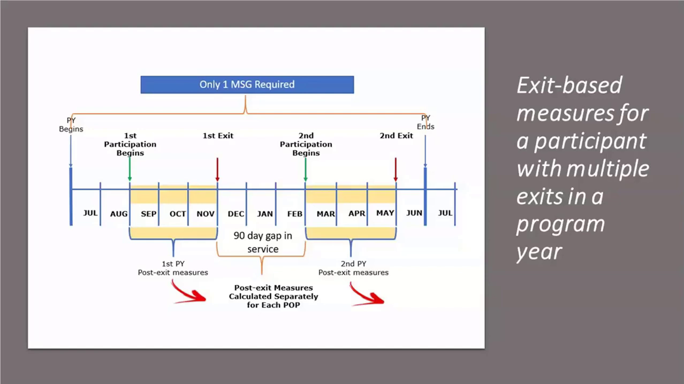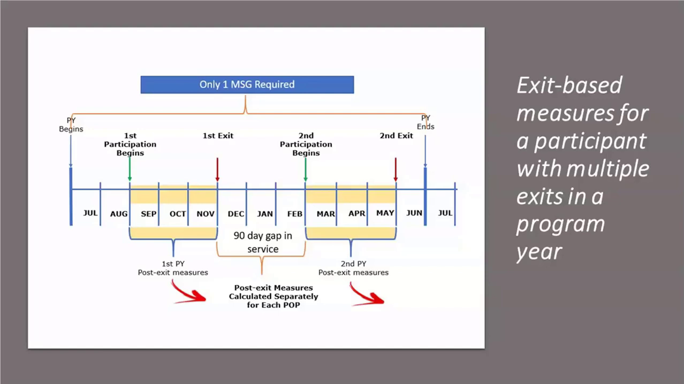Now, certain things are program year based when it comes to performance, and certain things are exit based. So when we're looking at program year based, even though this student had two periods of participation, we are still only required to get one measurable skills gain for that person. Just because they may have left in November and come back in February, you still have the opportunity all the way up until June 30th to get a measurable skills gain for this person.